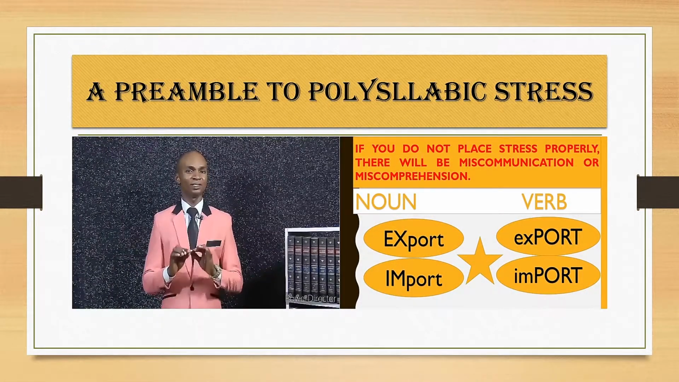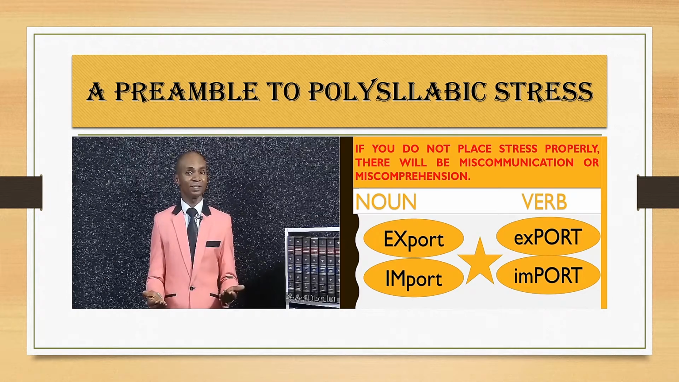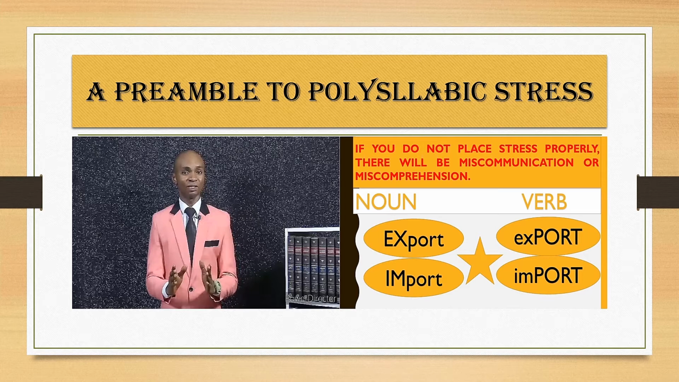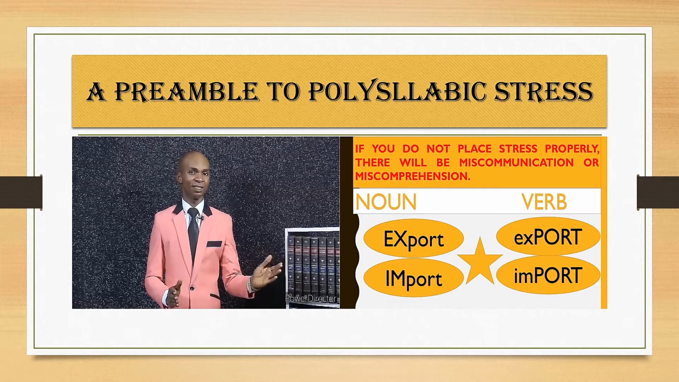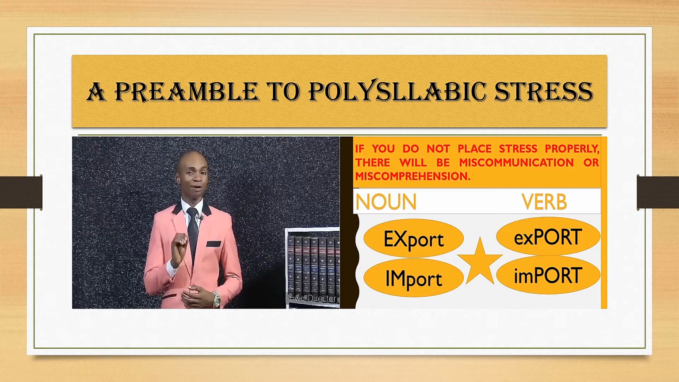If you do not place the stress properly, there will be miscommunication. So it is important for you to distinguish between export and export, import and import. So the difference is in the placement of stress. So stress is important for us to avoid miscommunication or miscomprehension when somebody is listening to us when we are talking.